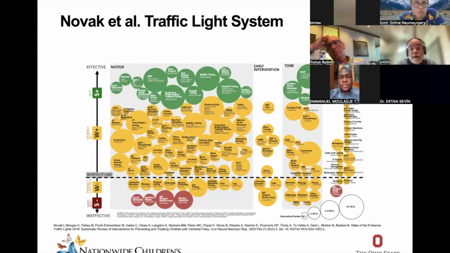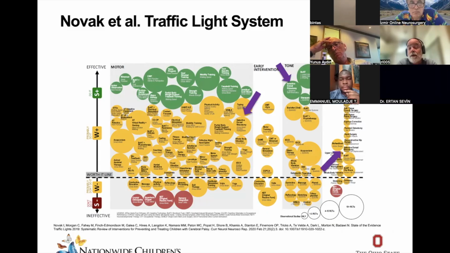A recent article by Novak et al. really puts it into a red light, green light kind of traffic pattern in determining what's best. And there are a lot of treatment options, as this schematic shows. What I would like to point out is that for tone, selective dorsal rhizotomy is one of the green lights for treatment, along with other kinds of treatments like Botox, for which there are good treatments.